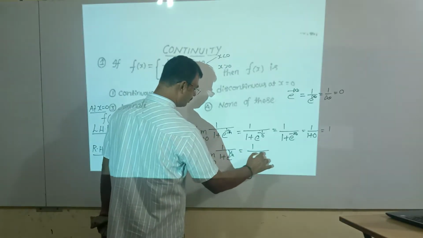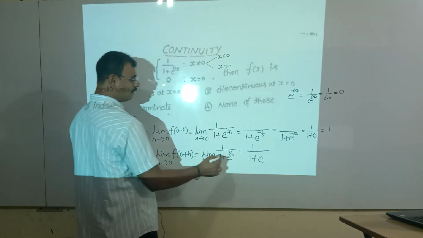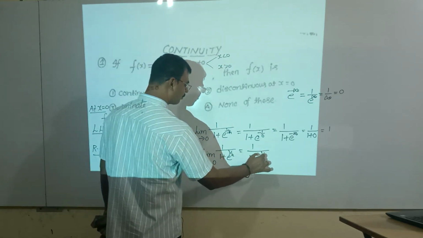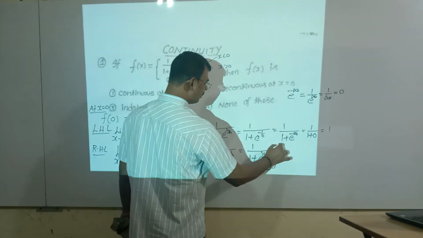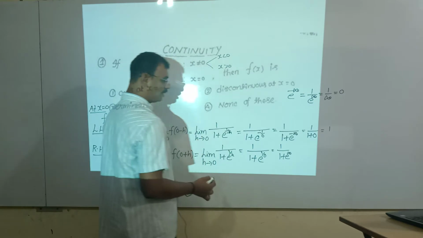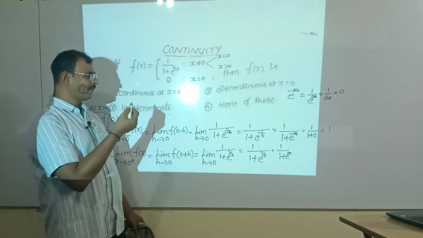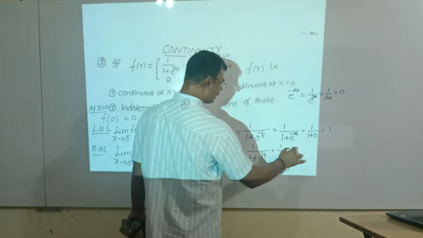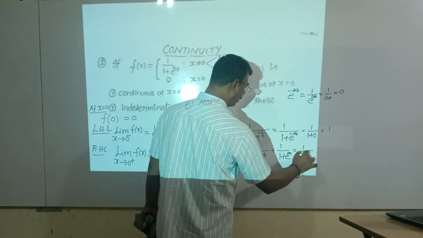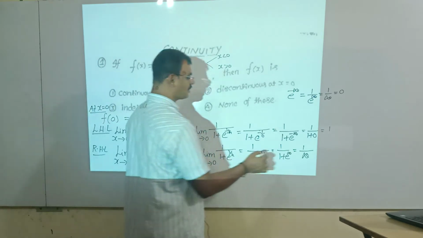Now we have to apply the limit and simplify. This is equal to 1 upon 1 plus e raised to 1 divided by 0, that is 1 upon 1 plus e raised to infinity. e raised to infinity we know is infinity only. So this is equal to 1 divided by 1 plus infinity, which is also infinity. 1 by infinity is equal to 0.